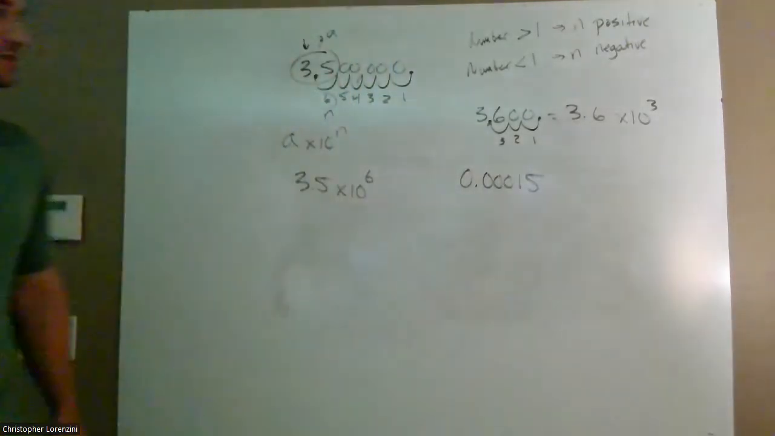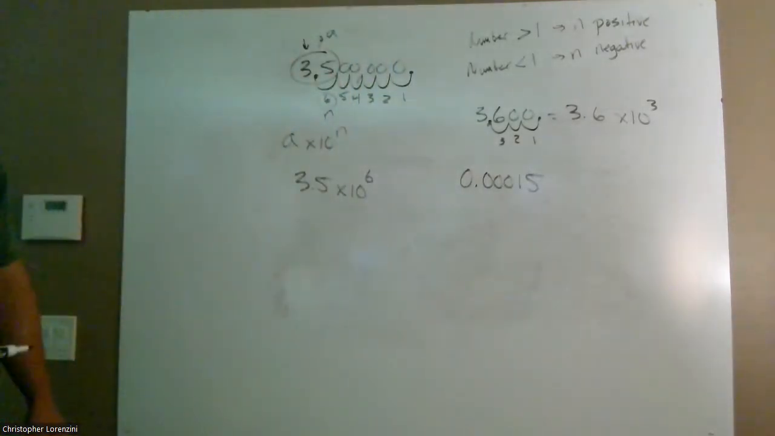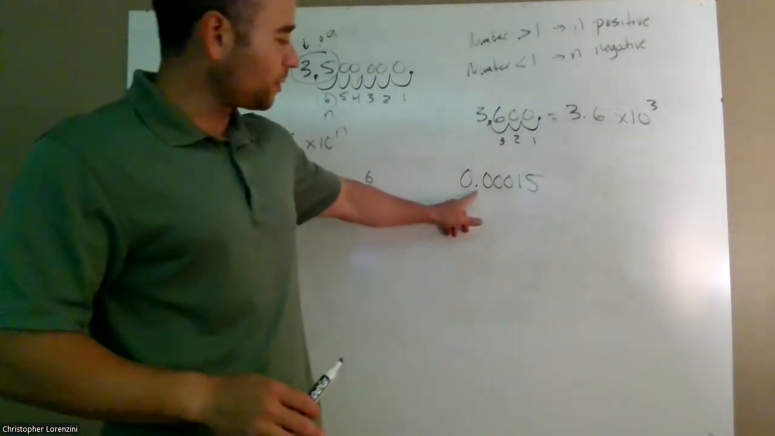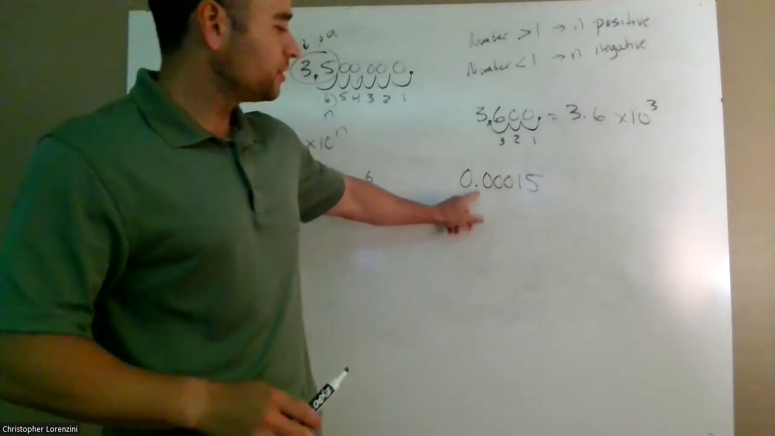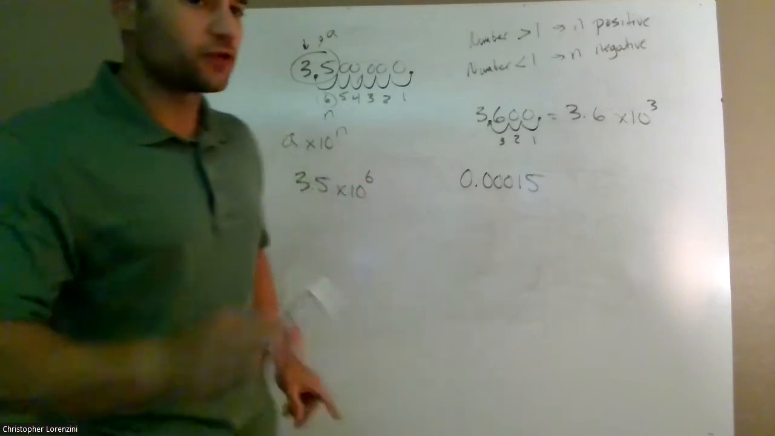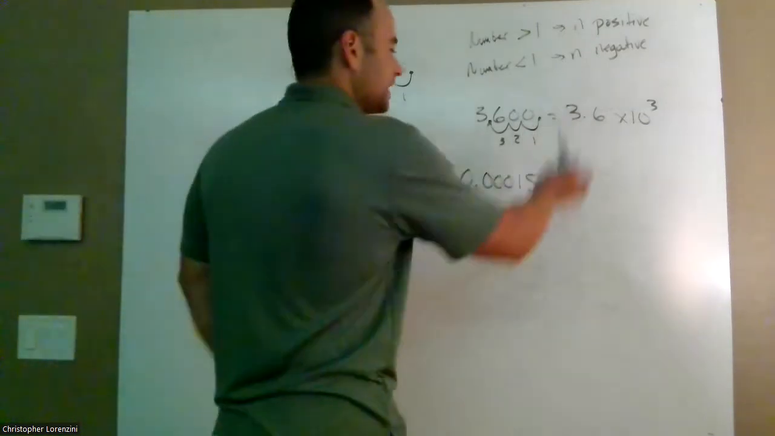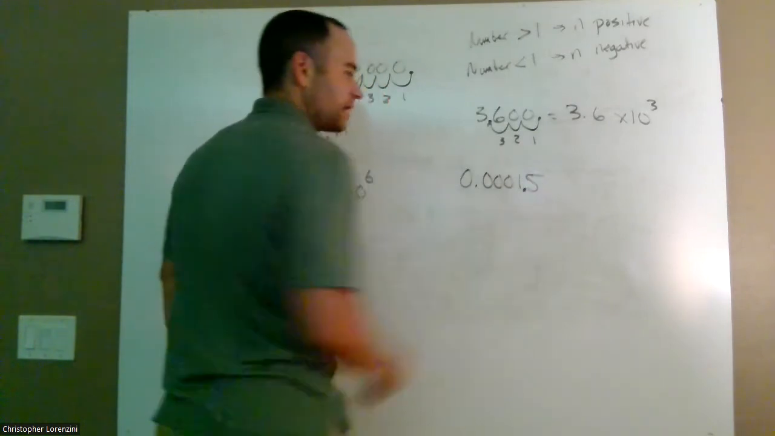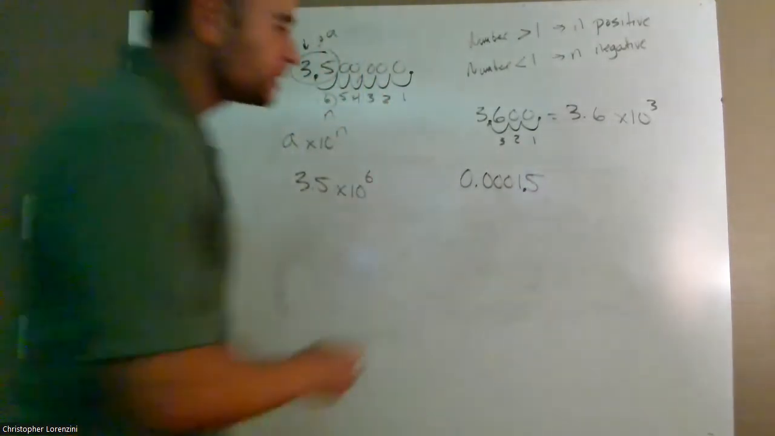Maybe 0.00015. All right, so I need to figure out where the decimal place needs to go. It's nice because when we write these numbers that are smaller, we always write the decimal there, so we know exactly where it starts. It needs to be at the leftmost digit and just to the right of that. So it needs to go right in between the 1 and the 5.